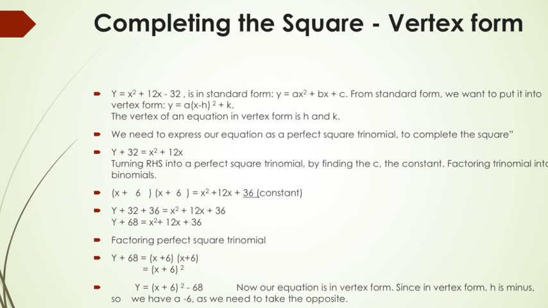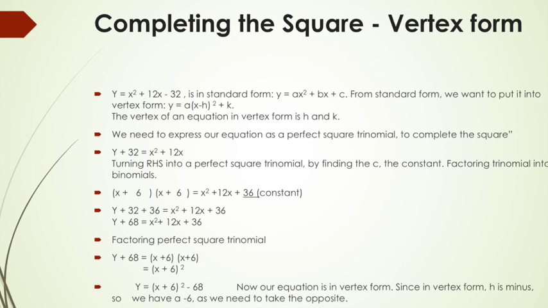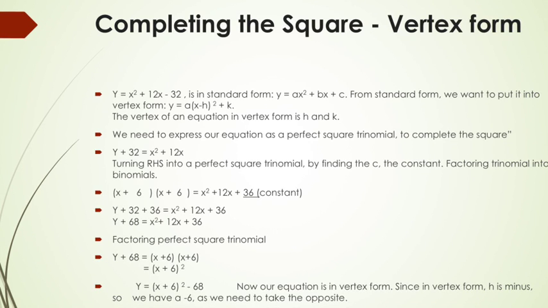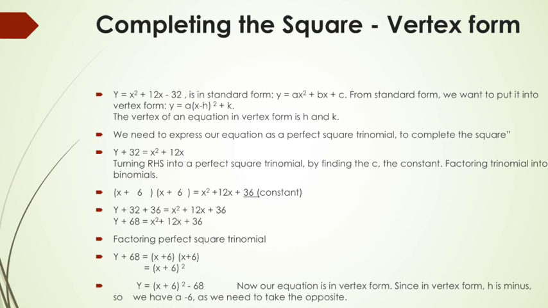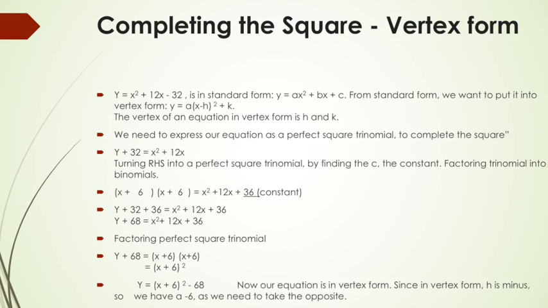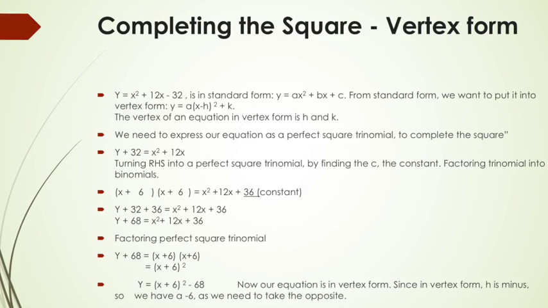Completing the square in vertex form. Now, imagine you're given the equation y equals x squared plus 12x minus 32, and you're expected to change that into the vertex form. So, the standard form of this equation is y equals ax squared plus bx plus c. Now, you want to put it in the vertex form, which is y equals a times x minus h whole squared plus k.